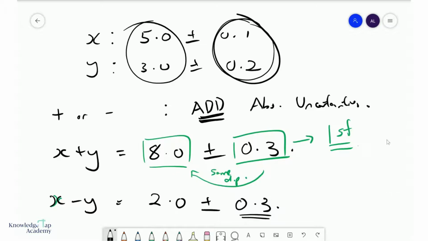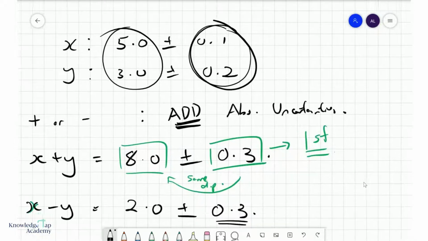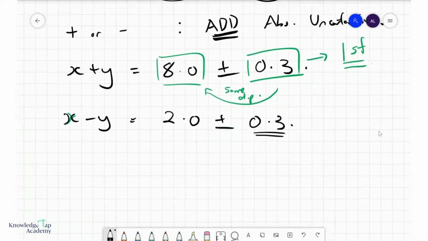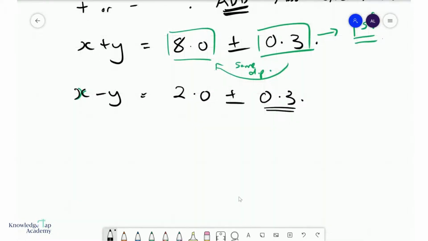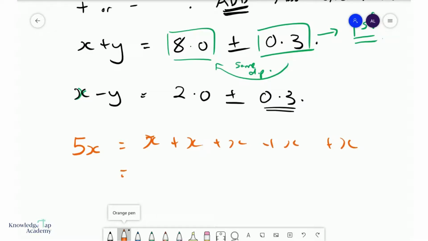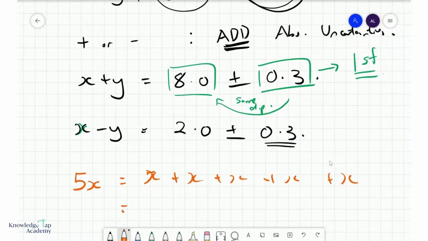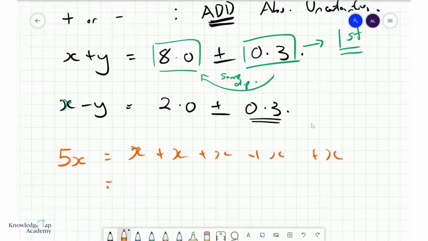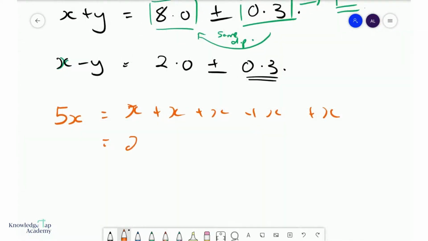Now, there's one more thing that we can discuss in this section. Suppose we want to multiply one of these measured values by a constant value. So for example, you want to do 5x. Now 5x will simply be the same as doing x plus x plus x plus x plus x. So essentially, if you recall, x is 5 plus minus 0.1. This will simply be 25, and then we simply add 5 of the absolute uncertainties, which would be 0.5.